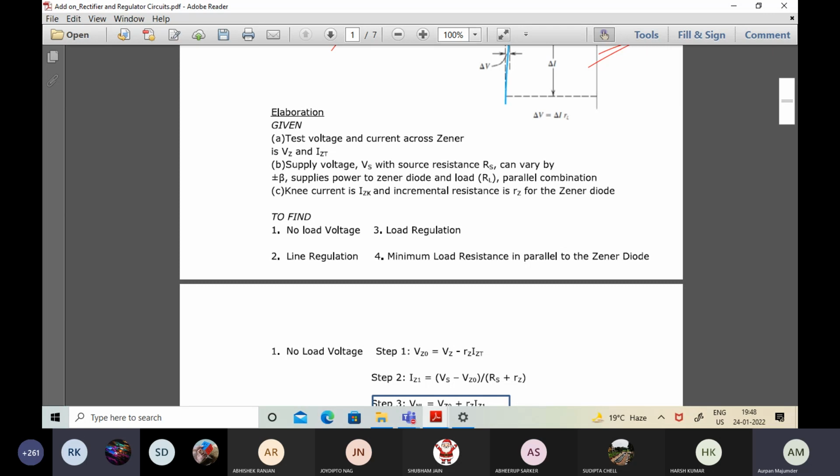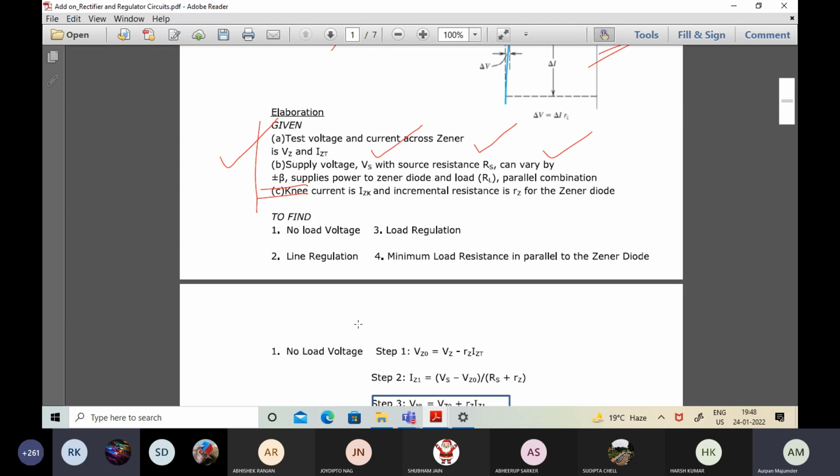Now, as being shared, that is what is given in the problem. That is VZ and IZT, the test voltage and current across a Zener in the reverse bias context. Supply voltage is Vs with a source resistance Rs, which can vary by plus minus beta. Look at this factor, plus minus beta. That is Vs plus beta or Vs minus beta, indicating the variation of Vi.